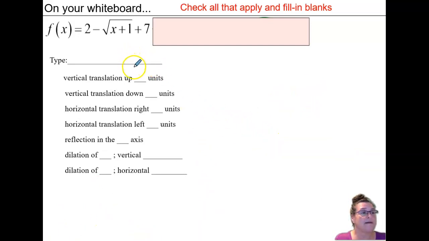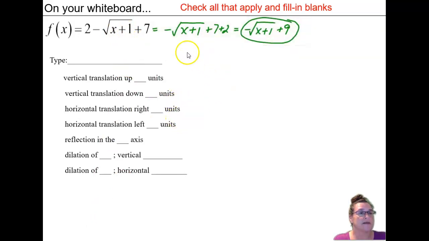Okay, so welcome back. And when we put this into standard form, we're going to end up with a negative out front because that's our a, right? Then the square root of the quantity x plus 1. This 2 out front and this 7, those are like terms that we can combine. 7 plus 2 is 9. So standard form is going to look like this. And the a then in standard form is -1.